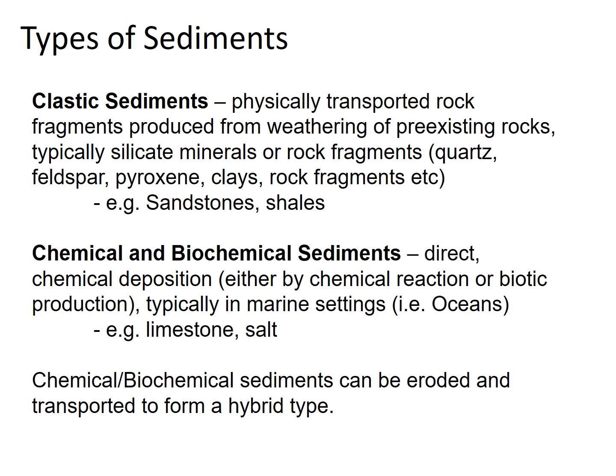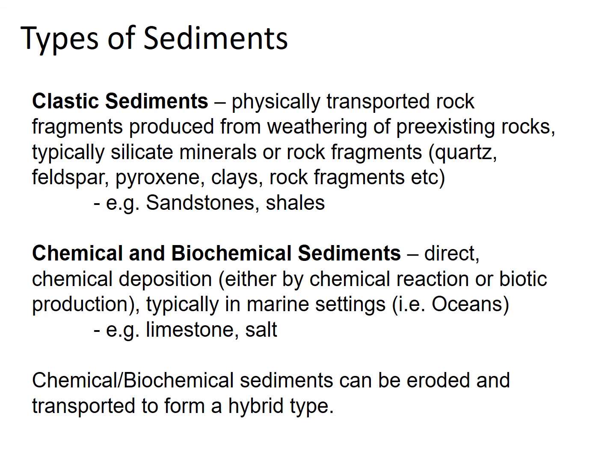There are major different types of sedimentary rocks or sediments. The clastic or detrital sediments are physically transported rock fragments. They are produced from weathering of pre-existing rocks, typically silicate minerals or rock fragments such as quartz, feldspar, pyroxene, clays, and rock fragments. So you are going to form sandstones, shales, conglomerate, and breccia, like detrital sedimentary rocks. They're coming from pieces of rock or mineral fragments. They come together and are cemented and lithified, forming detrital or clastic sedimentary rocks.